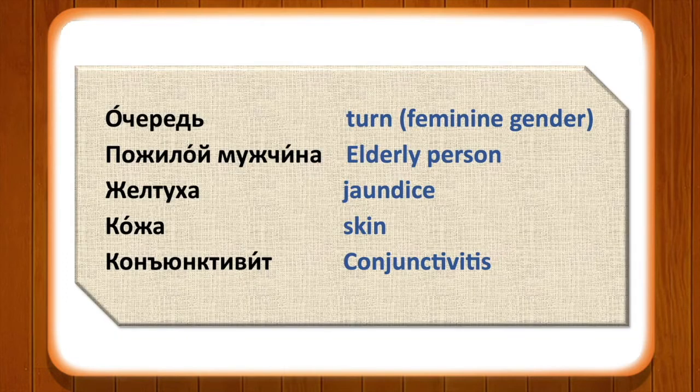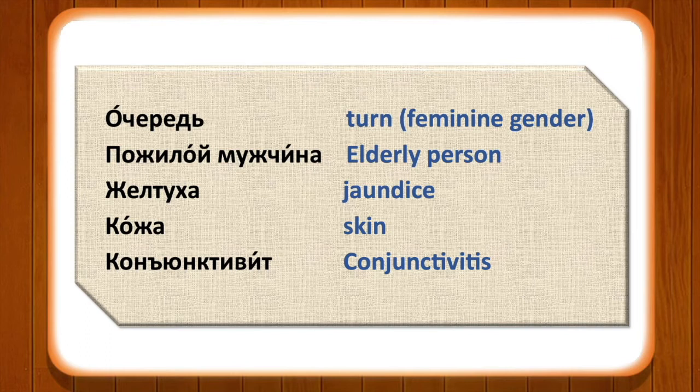Ochiriz. Ochiriz is a feminine gender noun and it means turn. Pajiloi mushina. Pajiloi means elder. Mushina means person or a man. In this word combination, you can see pajiloi is an adjective and mushina is a noun. And mushina looks like a feminine gender noun, but it is a masculine gender noun, so pajiloi, the adjective, is taking masculine gender form. So pajiloi mushina means elderly person.